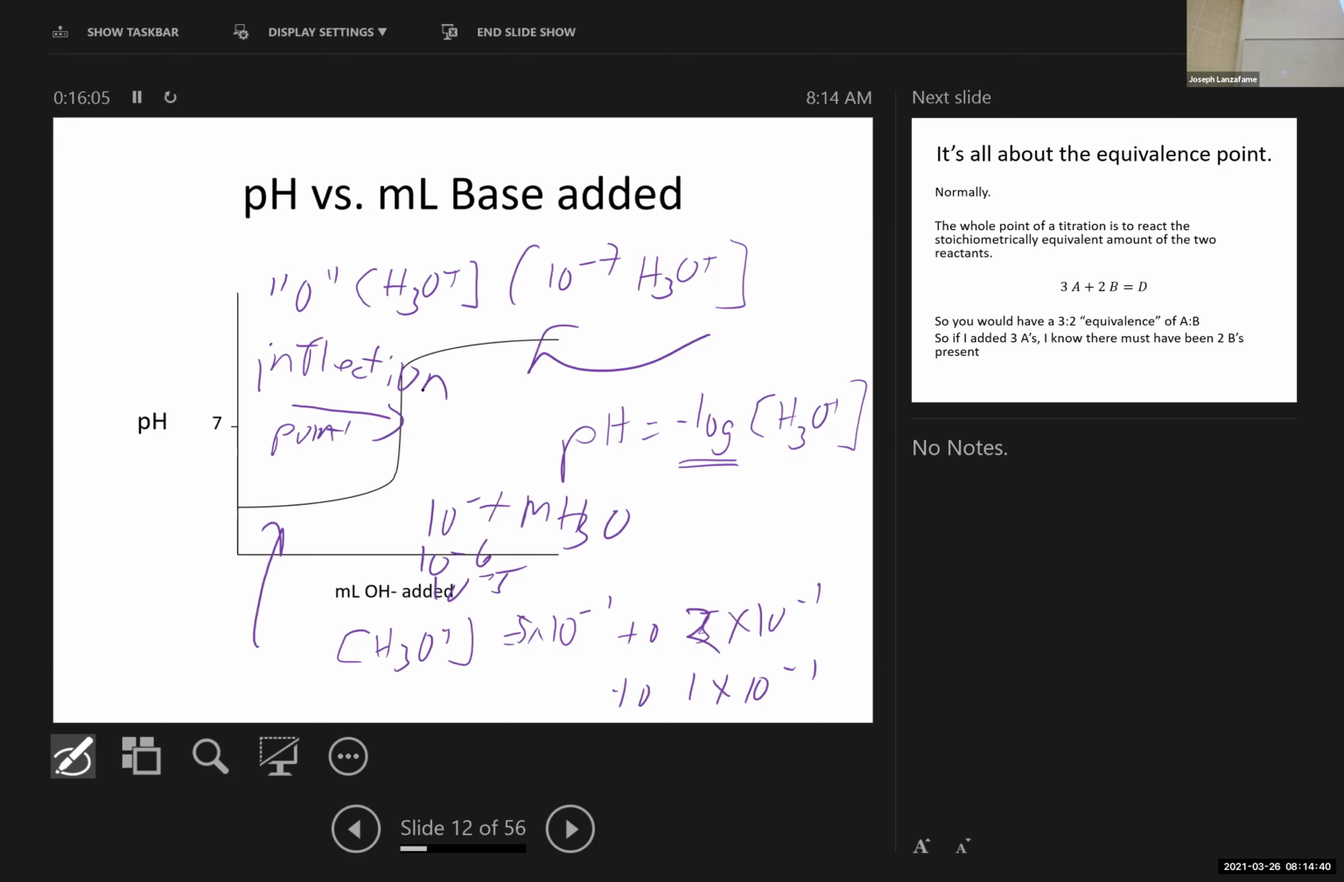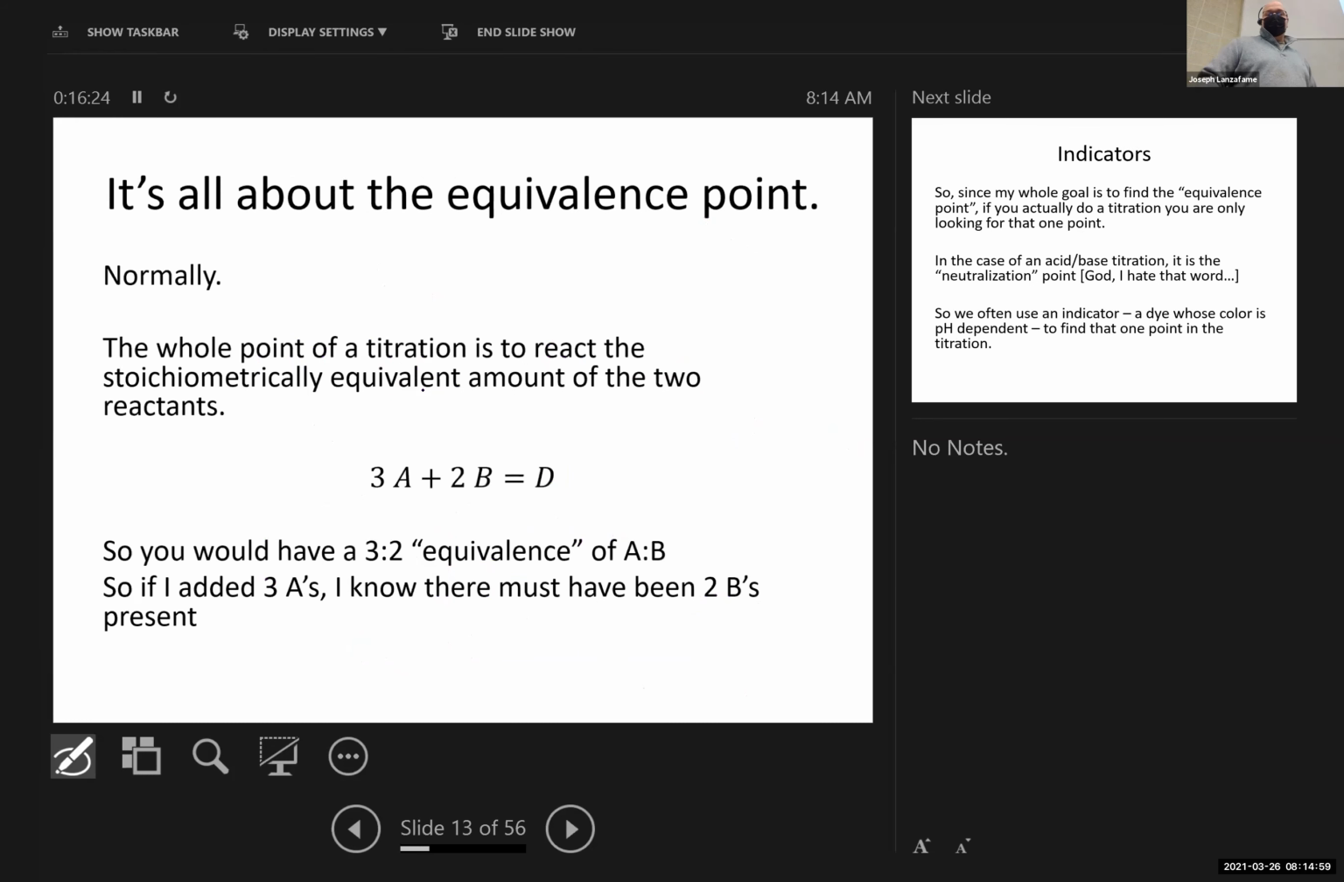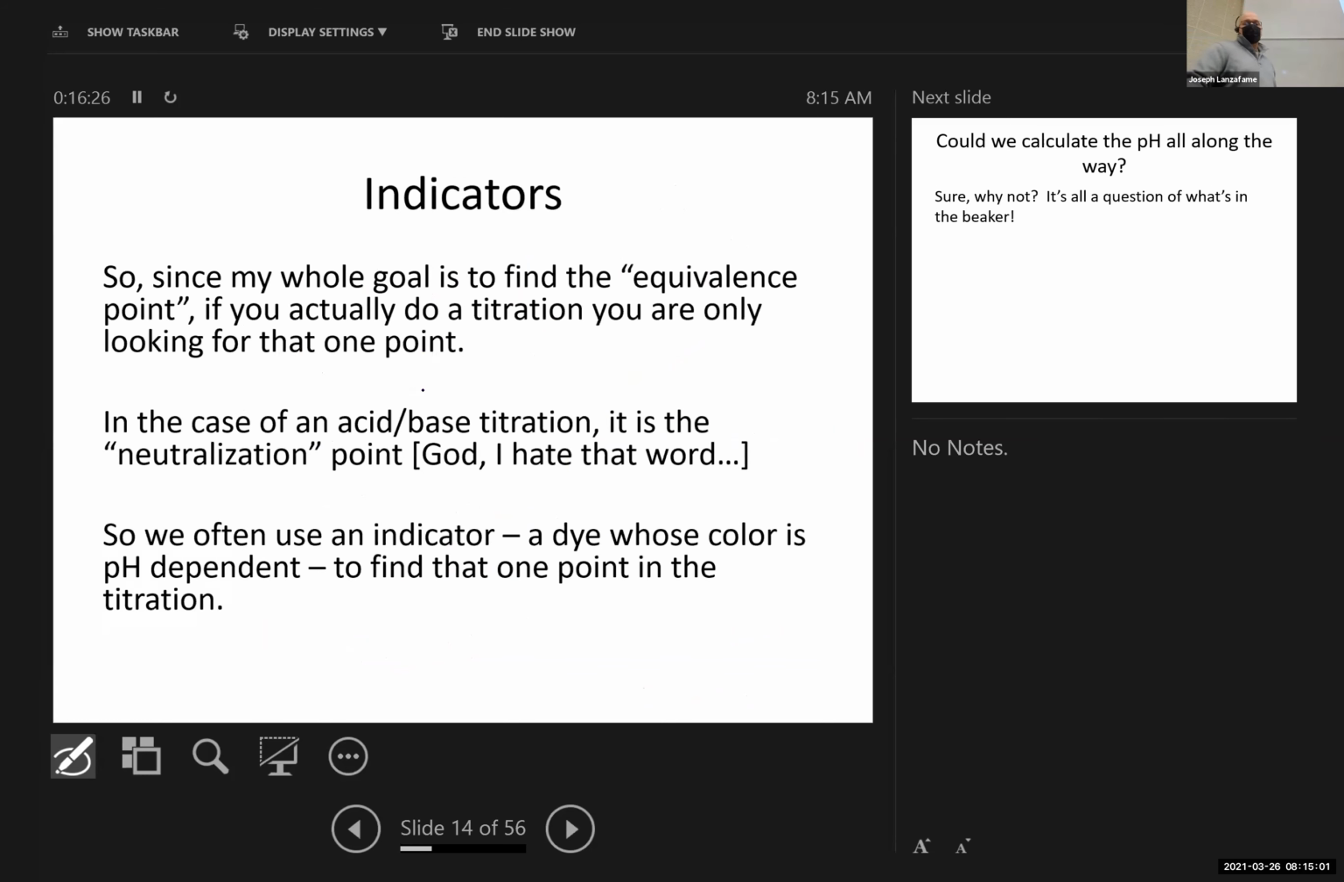right? Measure the pH as you add your titrant, plot it, and use Excel and a little bit of math to find the inflection point of that curve. That's actually called the potentiometric titration, right?